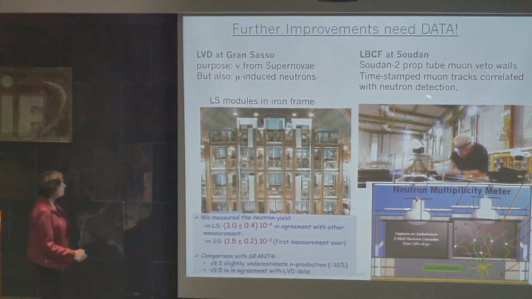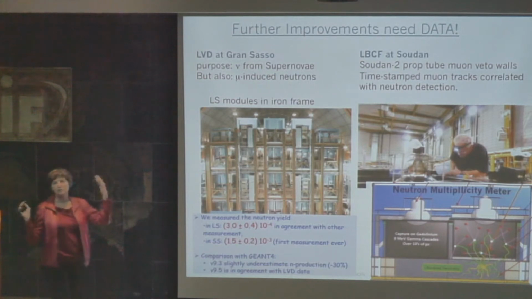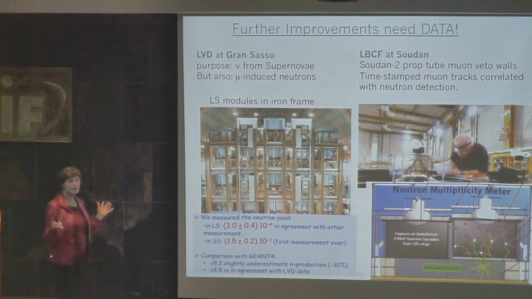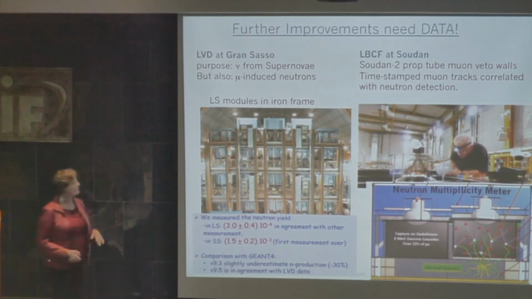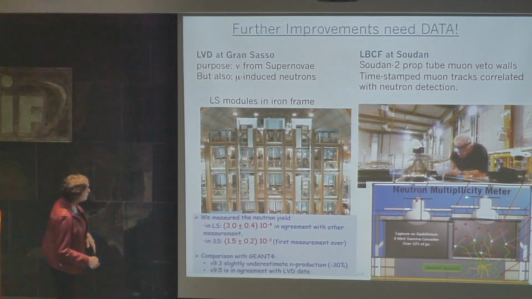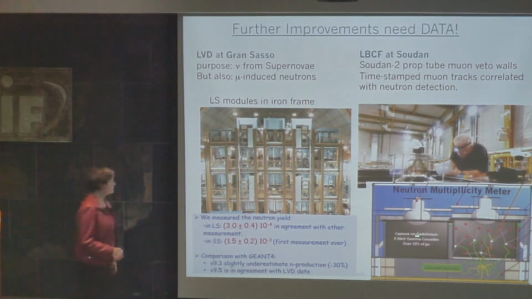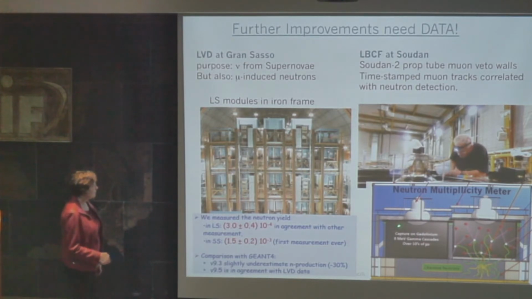Another one is at Soudan, and these are proportional tubes that you see. It's like being inside of a huge muon tracker. All the walls are covered with these proportional tubes, which used to be the veto for the proton decay experiment that was there, which was removed, but the walls were left and refurbished, and a modern data acquisition system was put in. And then this device was put in the middle of it, which is a gadolinium-loaded scintillator, actually water with some wavelength shifting material and gadolinium.